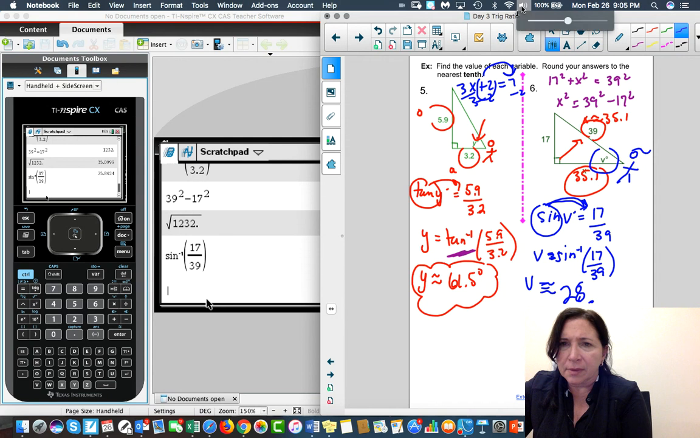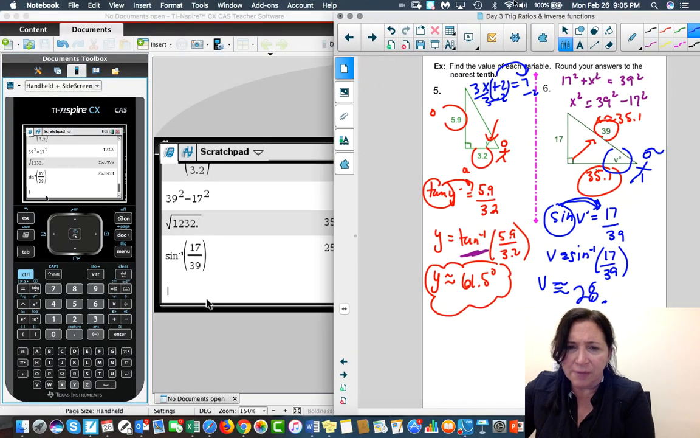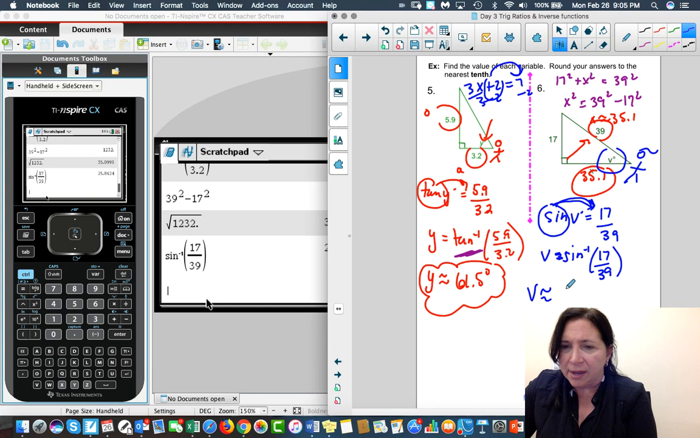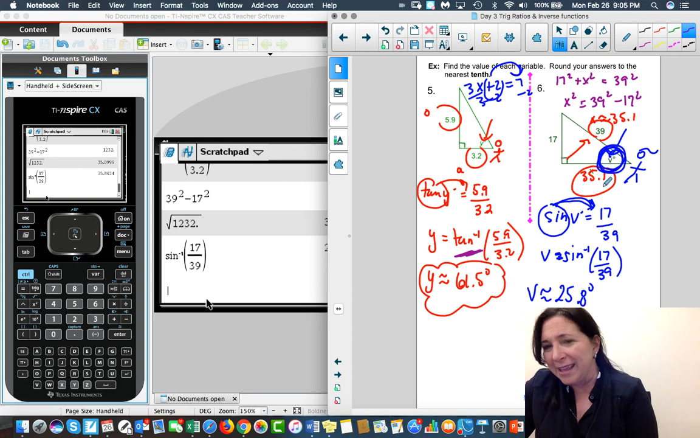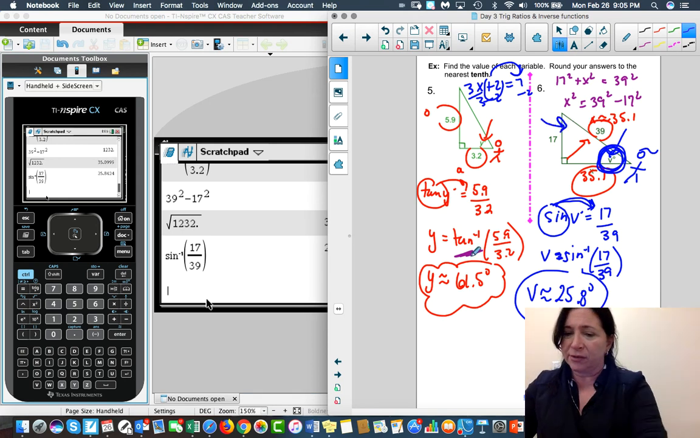point, I lost the number. Let's see, 25.8. Let me fix that. So v is approximately 25.8 degrees. So that's v right here. So if that was about 25.8 degrees, remember, to find this angle, all I have to do is go 90 minus 25.8 degrees. Okay.